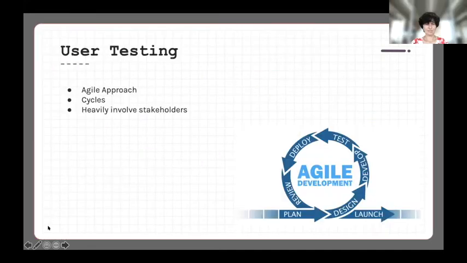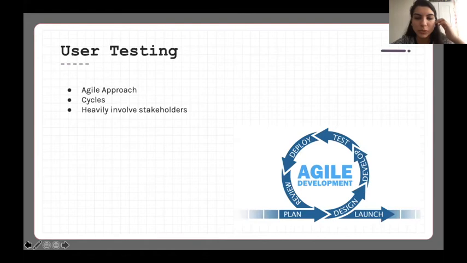For user testing, we were thinking of an agile approach, which means that we have cycles, including the app design, the creation of the app, and then we get user feedback, and based on the user feedback, we'll adjust our design. In this design, the stakeholders are heavily involved, because we take, for example, the feedback of the students, and we have a close collaboration with the teachers as well.